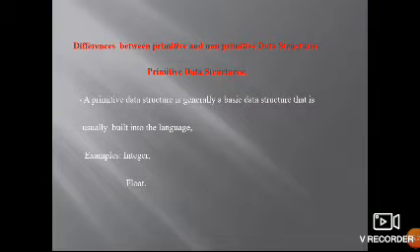What are primitive and non-primitive? We know that primitive data structures are directly operated on by machine level instructions. Non-primitive ones are not directly operated on by machine level instructions. So this is the difference between primitive and non-primitive. A primitive data structure is generally a basic data structure that is usually built into the language, like integer and float. These are the examples.